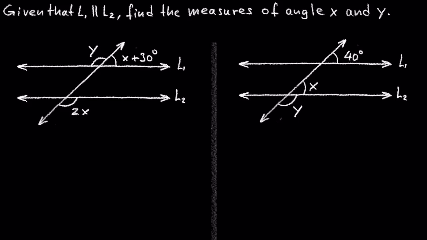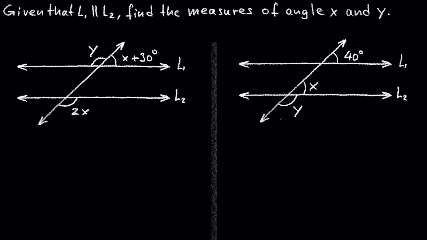This video is the third and last part of solving problems involving lines and angles. As always, I really encourage you to pause the video after each example and try them on your own. Let's start with these two examples. Given that L1 is parallel to L2, find the measures of angle x and y.